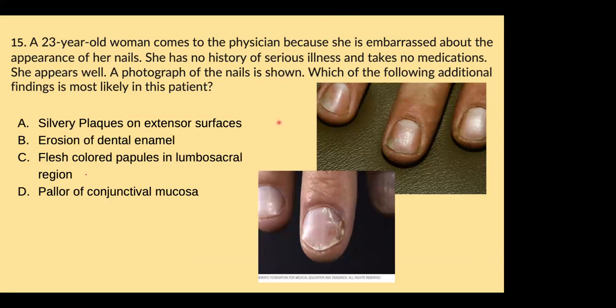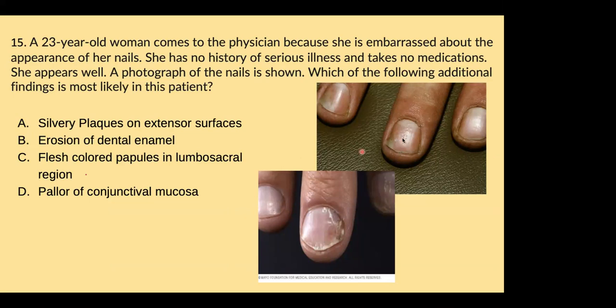A 23-year-old woman comes to the physician because she's embarrassed about the appearance of her nails. She has no history of serious illness and takes no medications. A photograph of the nails is shown. Which of the following additional findings is most likely in this patient? I think she has psoriasis. Yep. This would just be psoriasis.